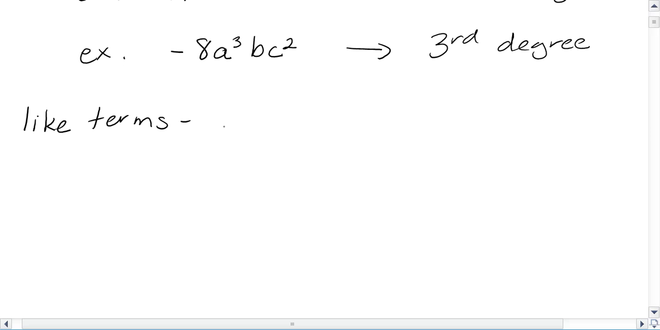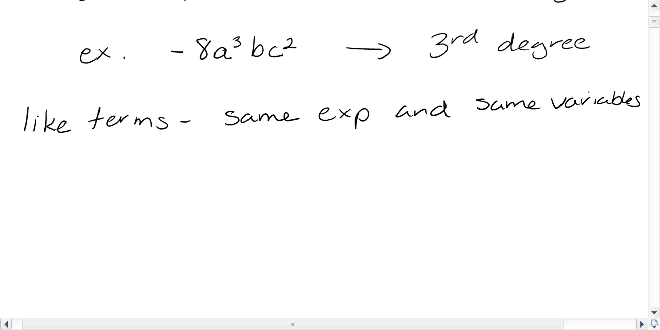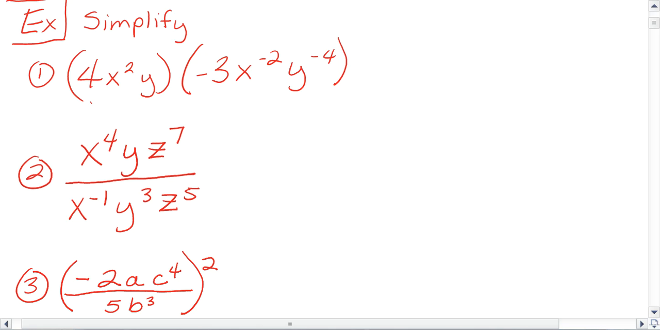Now I need to quick review what like terms are because you can't forget basics like this. Like terms are ones that have the exact same exponents and the exact same variables. And as you recall, you can only add and subtract like terms in algebra. All right, next let's look at a few examples just to help get you some practice.